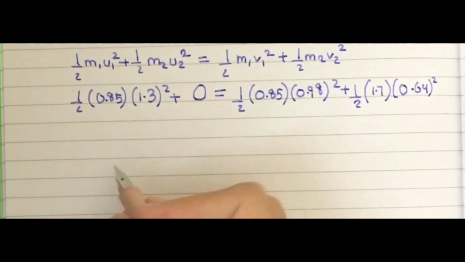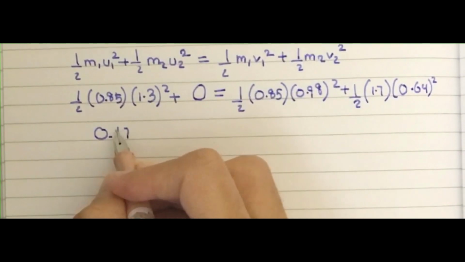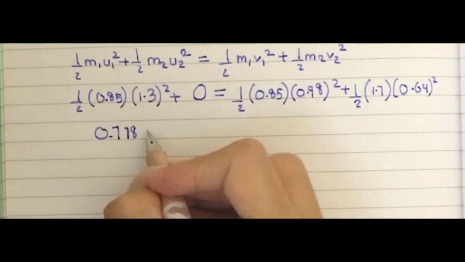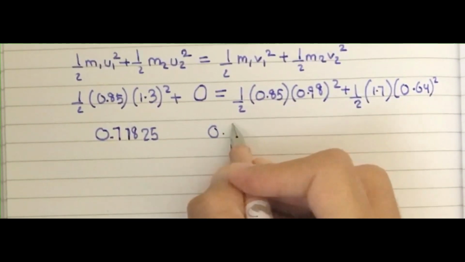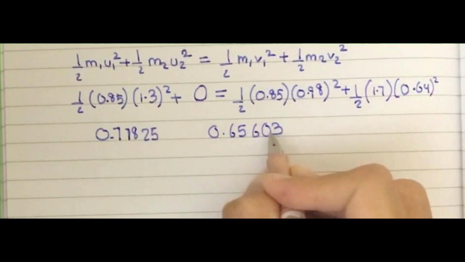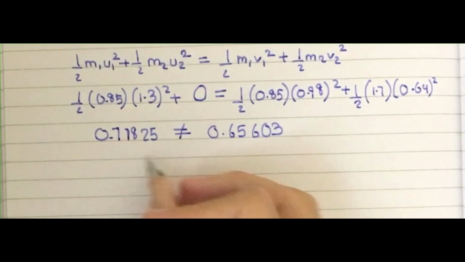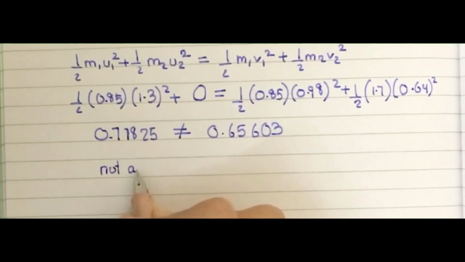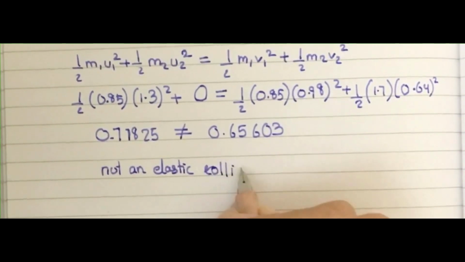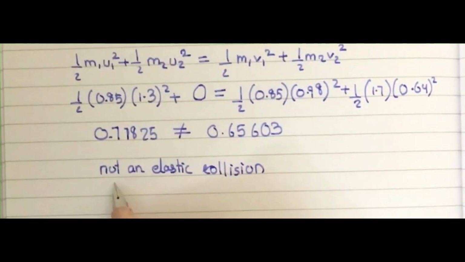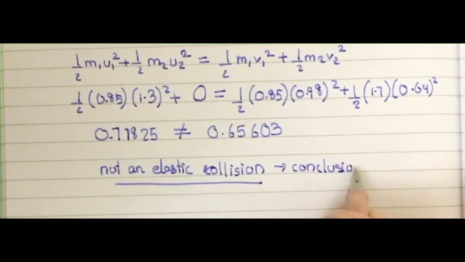Now we need to find whether it's conserved or not. So I got the value as 0.71825, and the other side value is 0.65603. Now we know these values are not equal. They're different. So we know that it is not an elastic collision as their values are different. This is our conclusion.